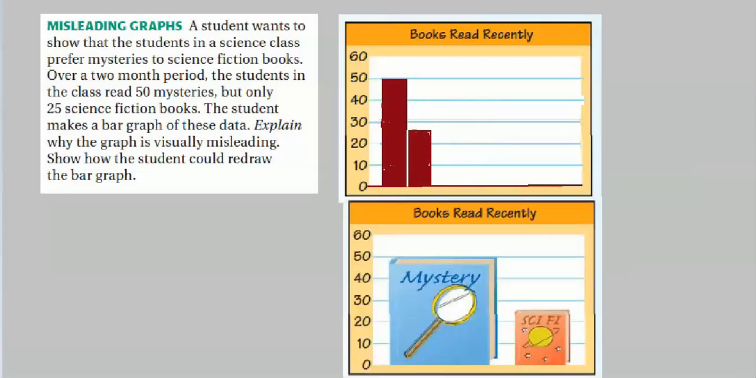Maybe it's more obvious if you put them together. Look at this thing. It's huge. It's easily 4 times the size of this. But that's fraudulent. The number of mystery books read is not 4 times the science books. It's double. So visually, you can easily be very misleading.